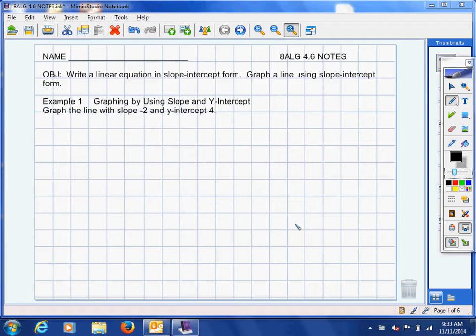We're going to graph the line that has a slope of negative 2 and a y-intercept of 4. So I'm actually going to do two graphs with you today. And so I want you to create some space, and as you draw your XY coordinate plane, leave enough room so that we can do another one to the right side of your paper.